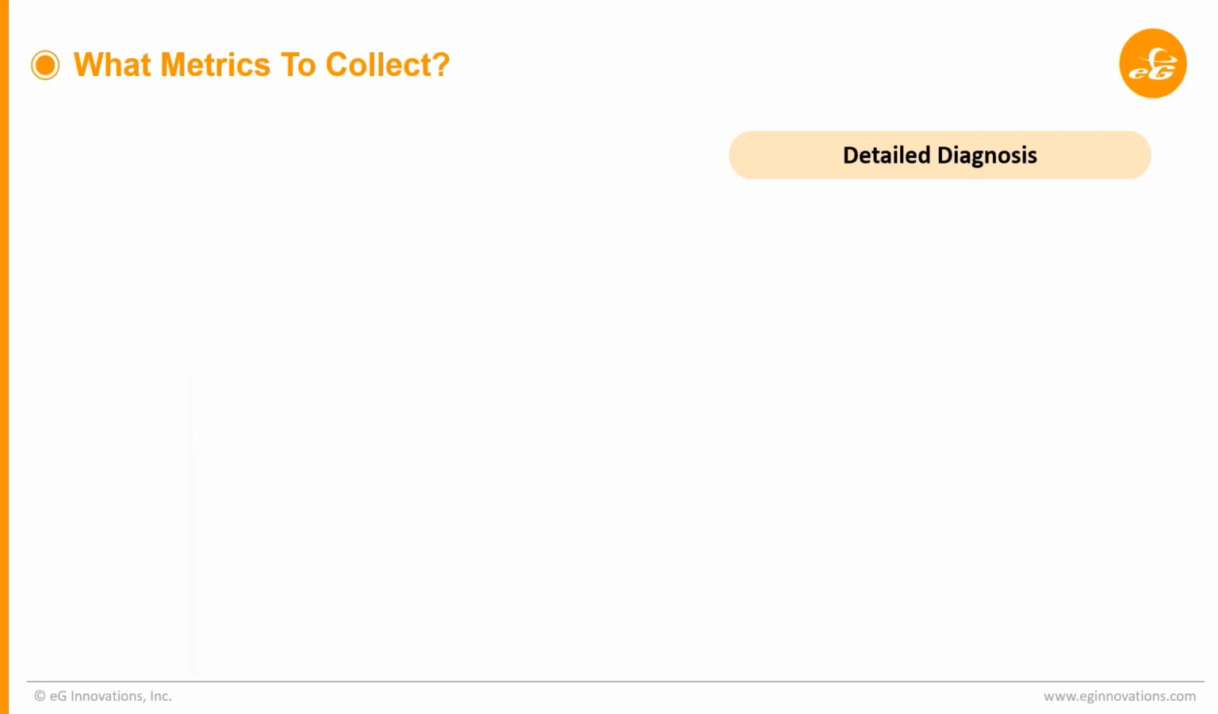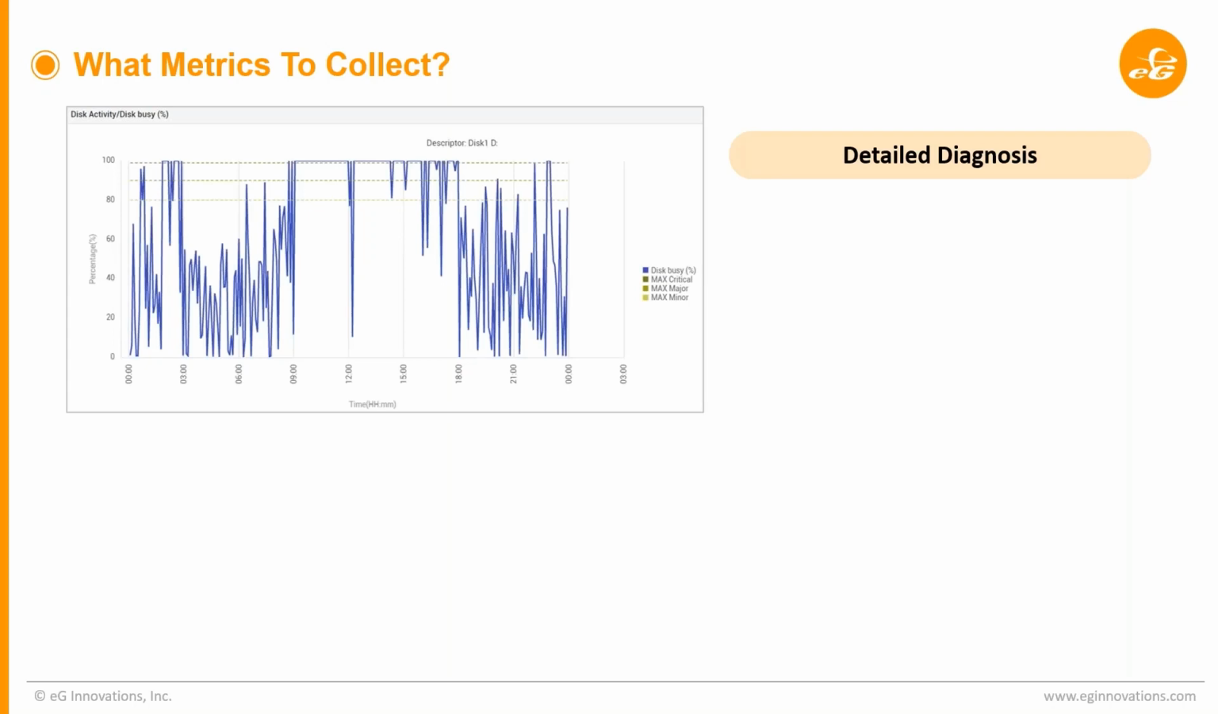A concept I want to bring up is detailed diagnosis. Metrics by themselves will tell you you have a problem. In this example, I'm looking at disk activity. How busy is my disk drive compared over time? And you can see that there was a certain point in time where my disk drive became 100% busy. It's good to know that your disk drive was 100% busy, but the most important question is, why did it become 100% busy?